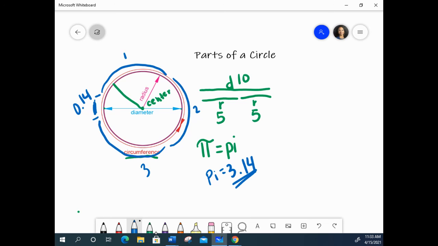Circumference is the distance around. Diameter goes from one end through the center to the other end, and radius just goes from the center to one end. So those are all the different parts of a circle, as well as pi, which is going to help us whenever we're trying to calculate the area and circumference of a circle.